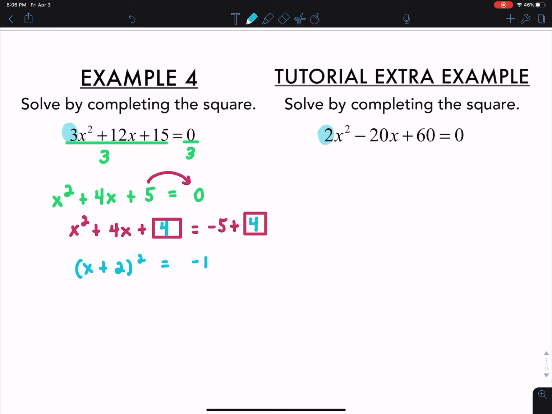So because we have a negative for our constant, we're going to have complex solutions. So square root both sides. This would give us x plus 2 equals plus or minus the square root of negative 1, which is just simply i, or 1i. And then we have to still subtract 2 from both sides in front of the plus minus. So x is going to equal negative 2 plus or minus i.